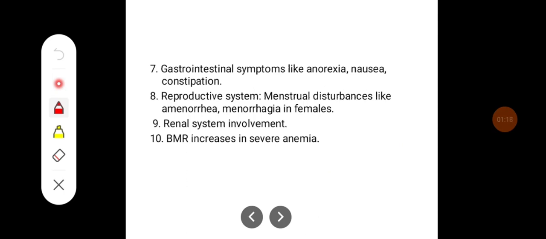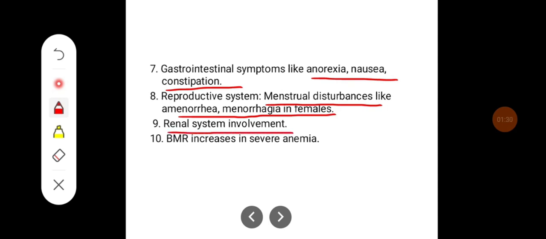There can be gastrointestinal symptoms like anorexia, nausea, constipation, and there can be menstrual disturbances like amenorrhea, menorrhagia in females. And there can be renal involvement because of the decreased blood supply to the kidneys. BMR increases in severe anemia.